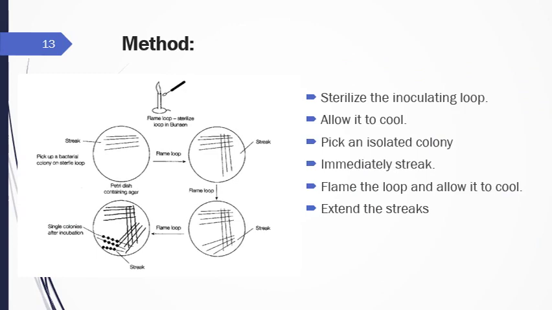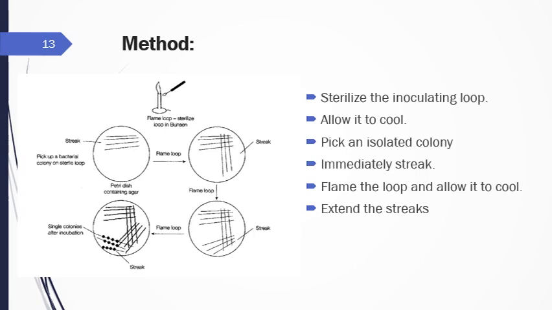Sterilize the inoculation loop in the Bunsen burner by putting the loop into the flame until it is red hot. Pick an isolated colony and spread it over the first quadrant, approximately one quarter of the plate, using close parallel streaks. Immediately streak very gently over a quarter of the plate using a back and forth motion. Flame the loop again and allow it to cool.